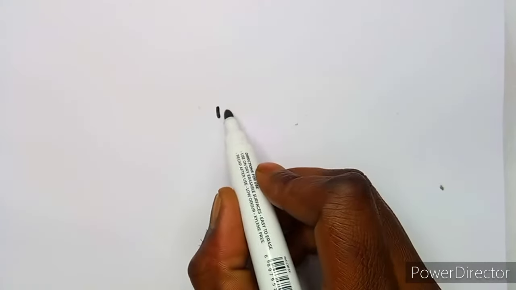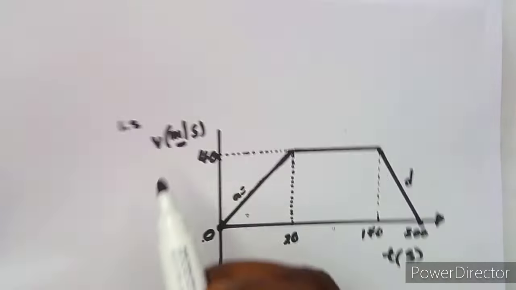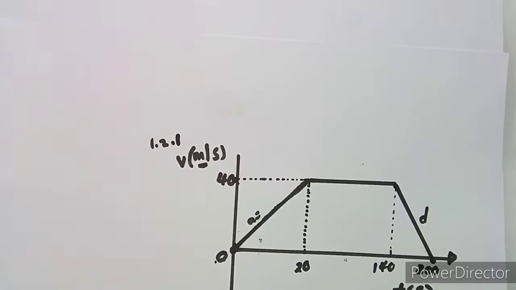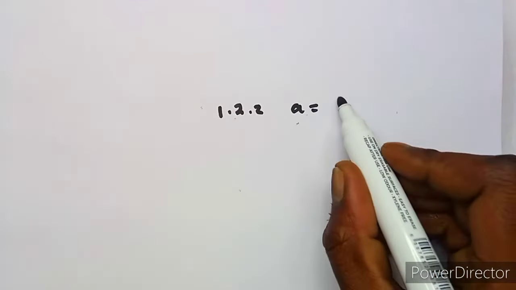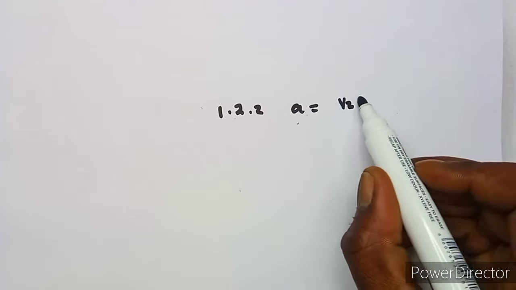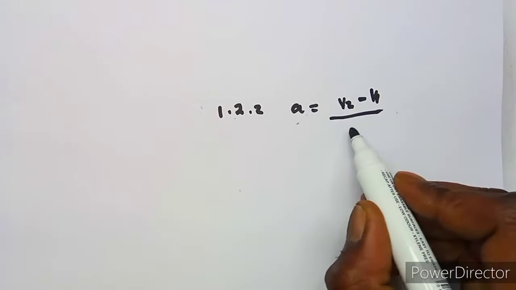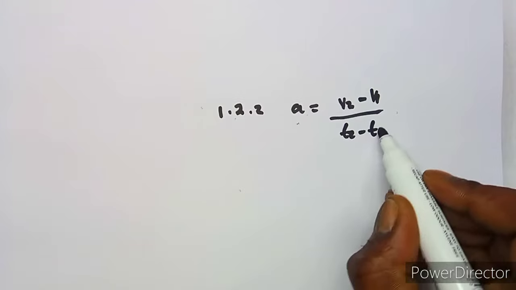All right, so remember, acceleration is equivalent to the change in velocity. So this was 1.21. All right, then this is 1.22. Acceleration is the change in velocity over the change in what? Over the change in time, which is t2 minus t1.